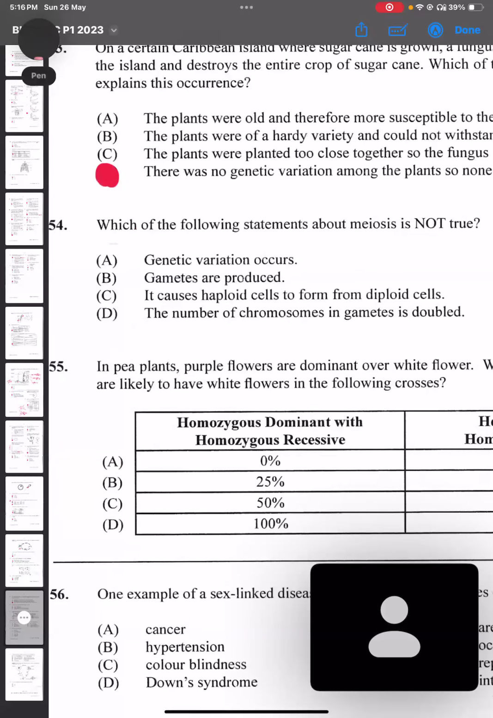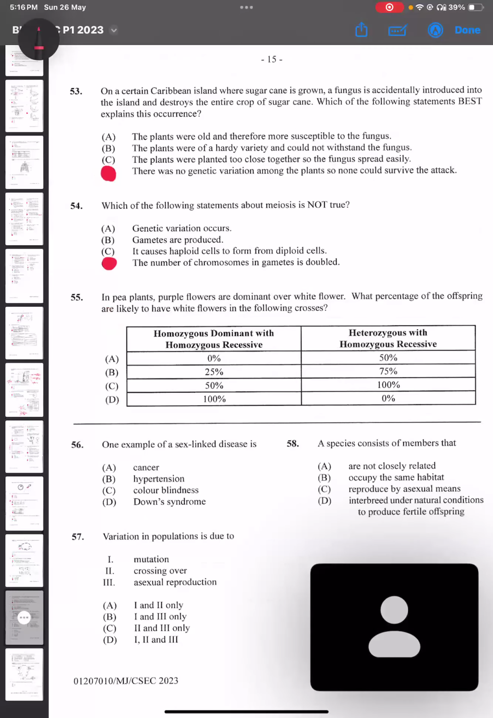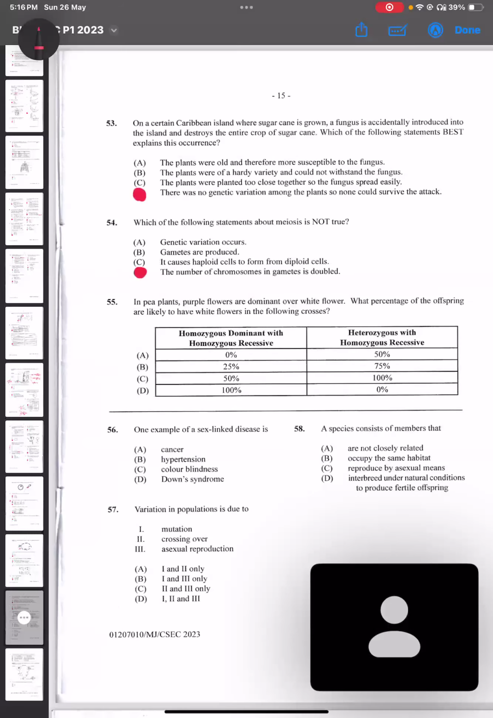And then number 55 is a genetics question. So it says, in the pea plants, purple flowers are dominant over white flowers. What percentage of the offspring are likely to have white flowers in the following crosses? So if you have a homozygous dominant with a homozygous recessive, and then if you have a heterozygous with a homozygous recessive. So for 55, if you're unsure, you can literally just drop a Punnett square on the paper and you work it out. Yeah, so A is your answer.